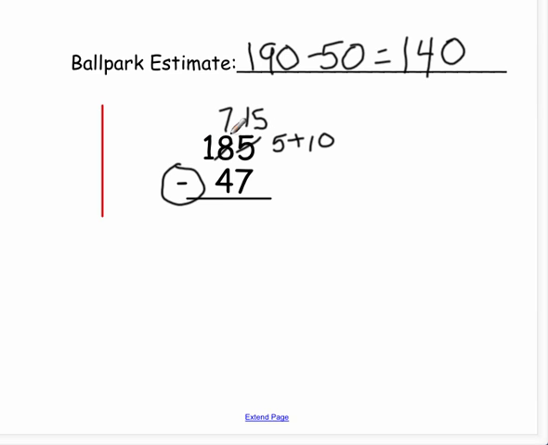Now all of my top numbers are bigger than my bottom numbers, so I can go ahead and subtract. 15 take away 7 is, that's right, it's 8. 7 take away 4 is, you guessed it, it's 3. And 1 take away nothing is 1. So my answer is 138.